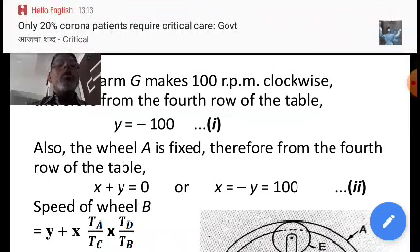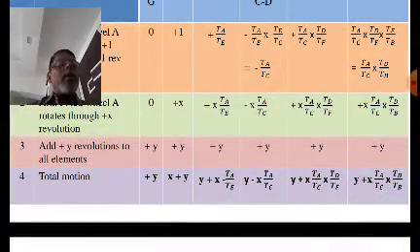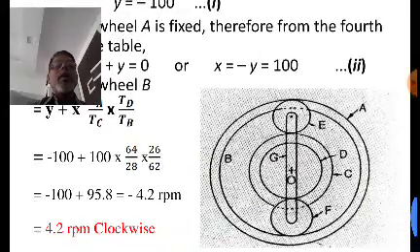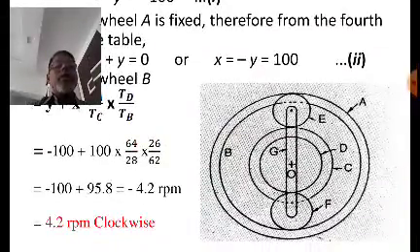Now we want to calculate the speed of the wheel B. So speed of the wheel B is Y plus X TA by TC into TD by TB. Just substitute the values of X and Y. Y is minus 100, X is 100, TA 64, TC 28, TD 26, TB 62. Substitute the values and you will get the speed of the wheel B as negative. That means wheel B is rotating in the clockwise direction, right? 4.2 rpm.